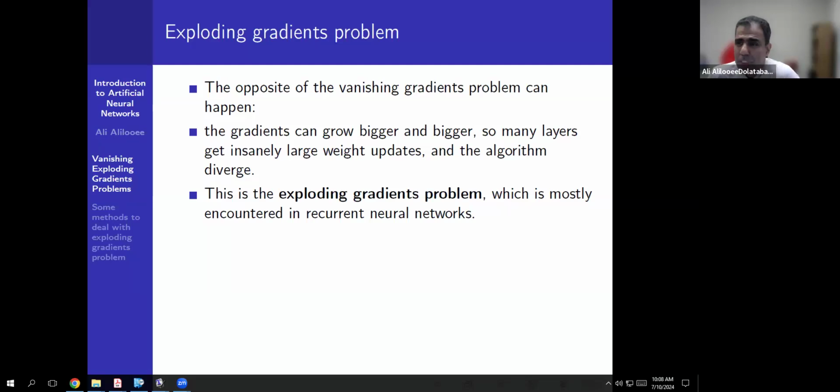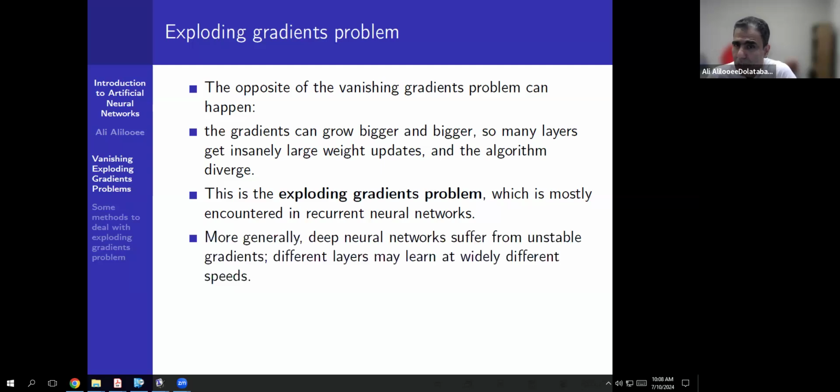This problem mostly occurs in the recurrent neural network. We do not talk about recurrent neural networks in this class. This is mostly a deep learning topic. But for some of you who are interested, I can say that a recurrent neural network is one neural network which is mostly used in NLP tasks.